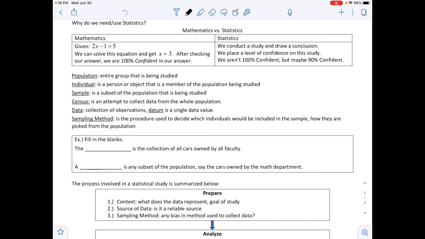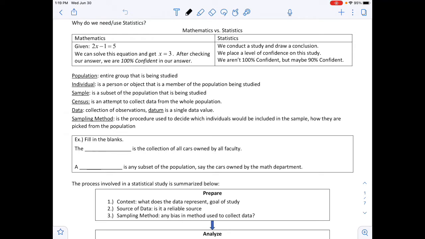Mathematics, as we went through in your previous courses, you were given some kind of equation, you had to solve it or something along those lines, and you got an answer, and you could always check it in the back of the book to see if you were correct. Versus this, with statistics, we're going to collect data and draw a conclusion. We're going to do a study, and then we're going to be so much confident about our results. We're not going to be 100% confident about these results, but we might be 90% or 95% confident.